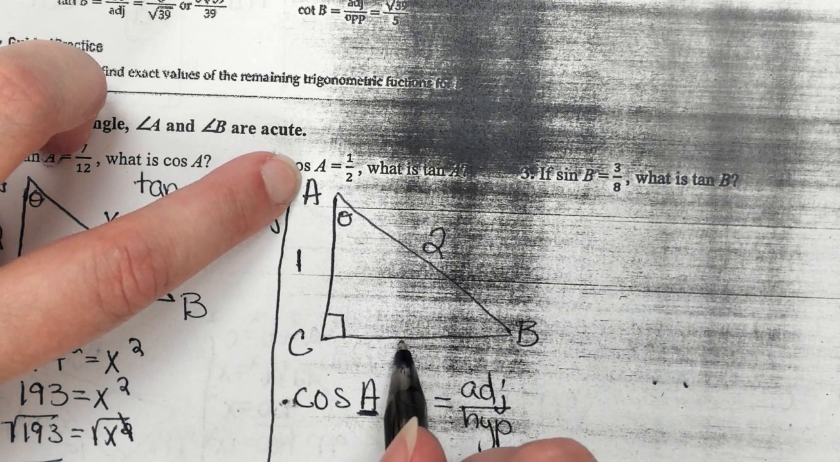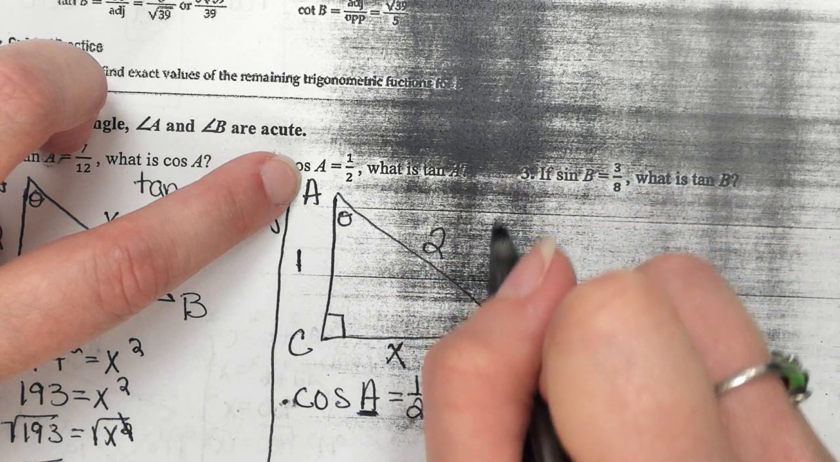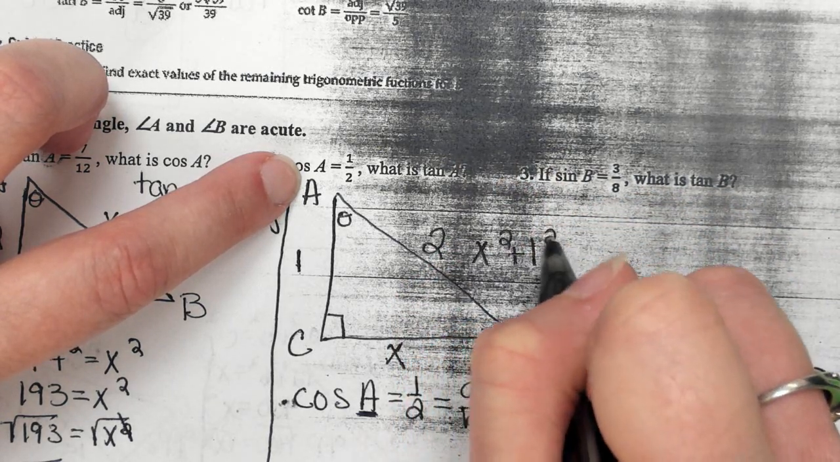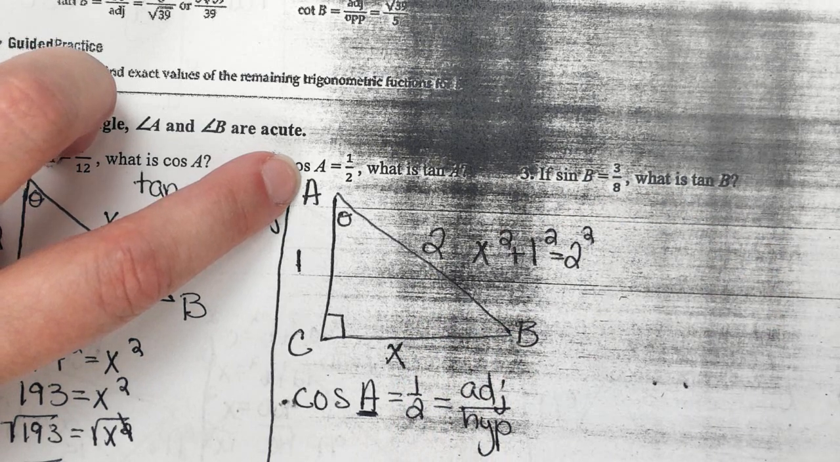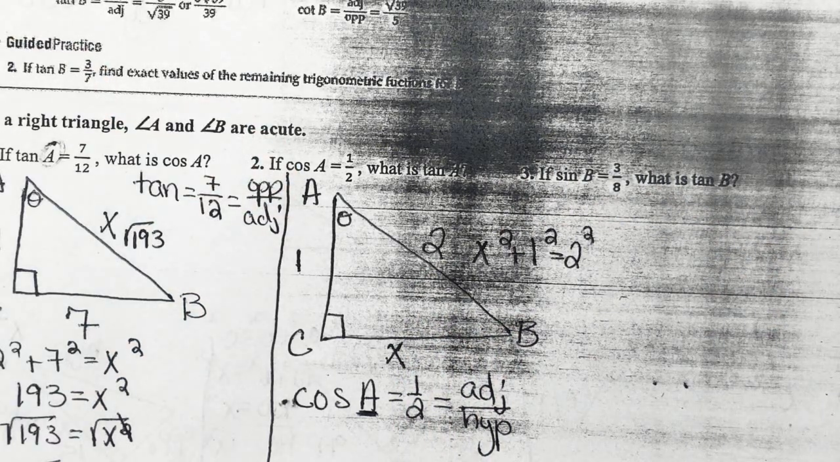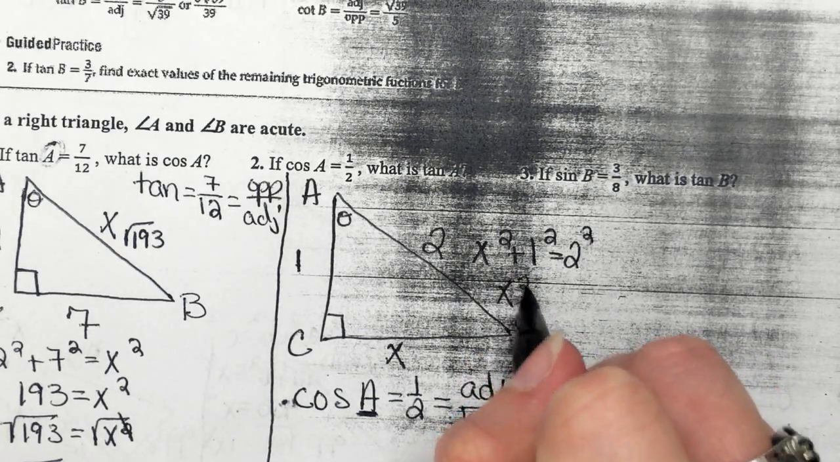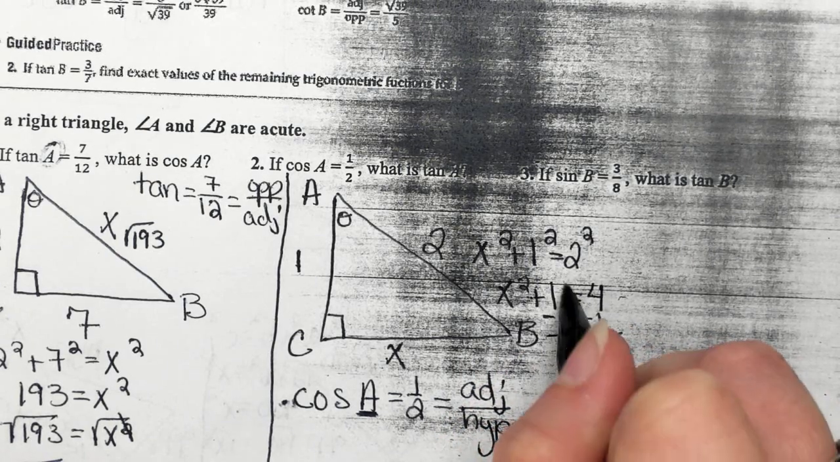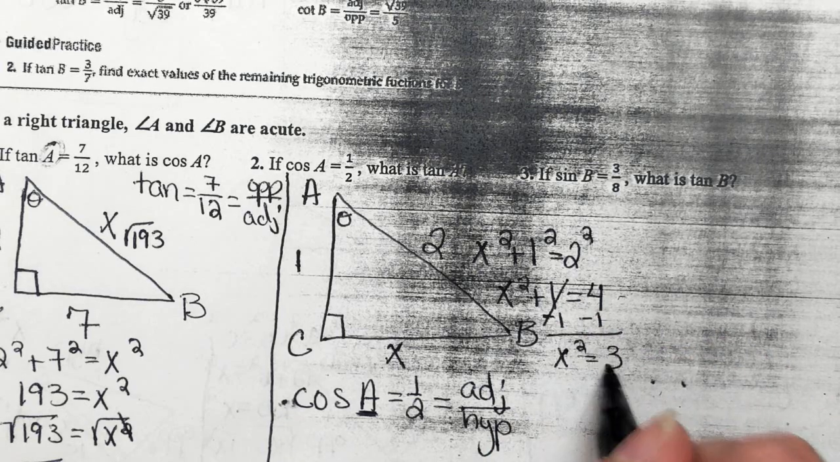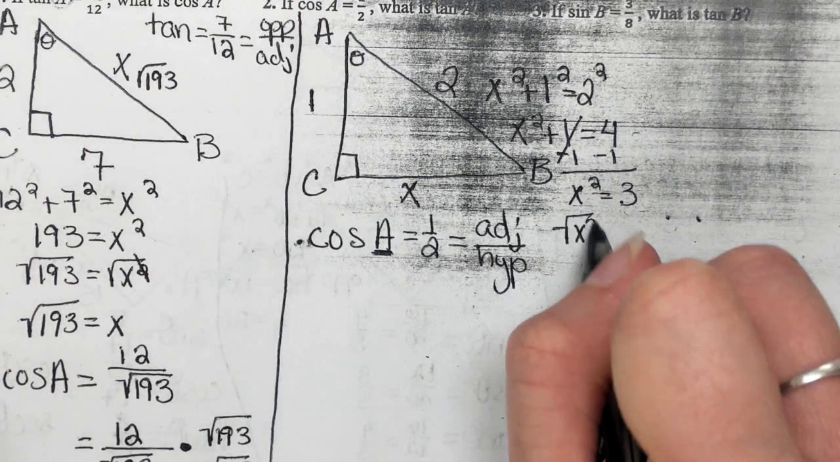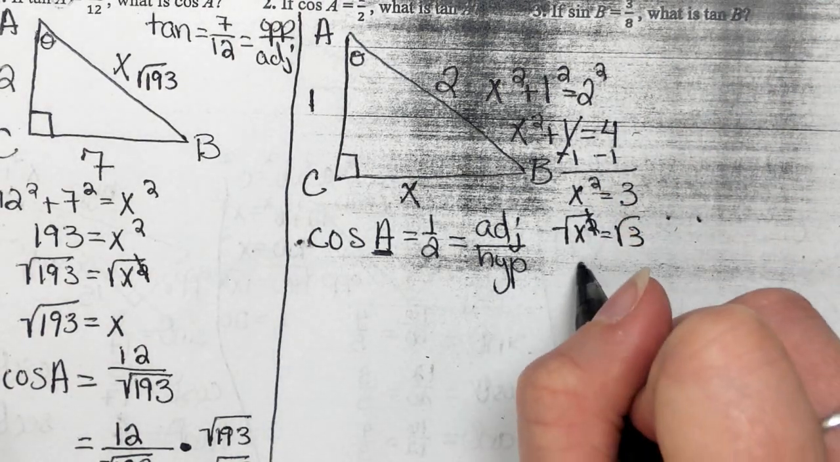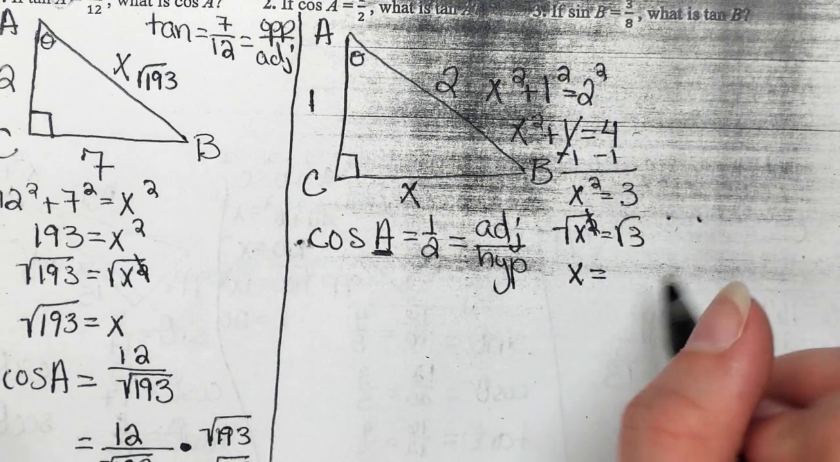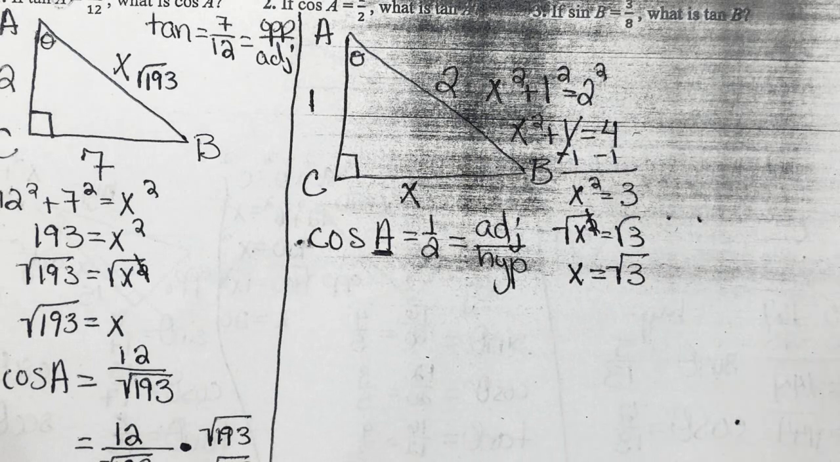I don't know this one, so what do I put? X. So let's use Pythagorean theorem. I have x squared plus 1 squared equals 2 squared. So how much did you get? What's 1 squared? 1. What's 2 squared? 4. Subtract the 1. 3. X squared equals 3. How do I get the square away from the x? Square root it. Very good. Is 3 a perfect square? No. So I just leave it square root of 3.